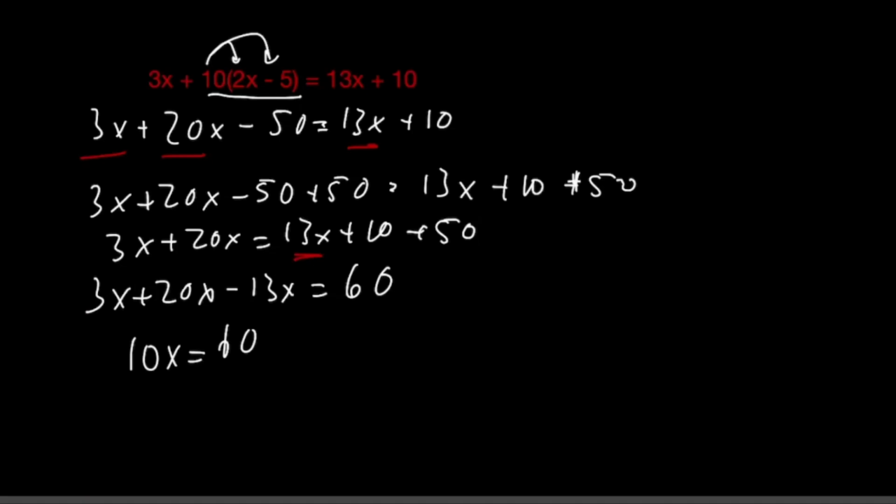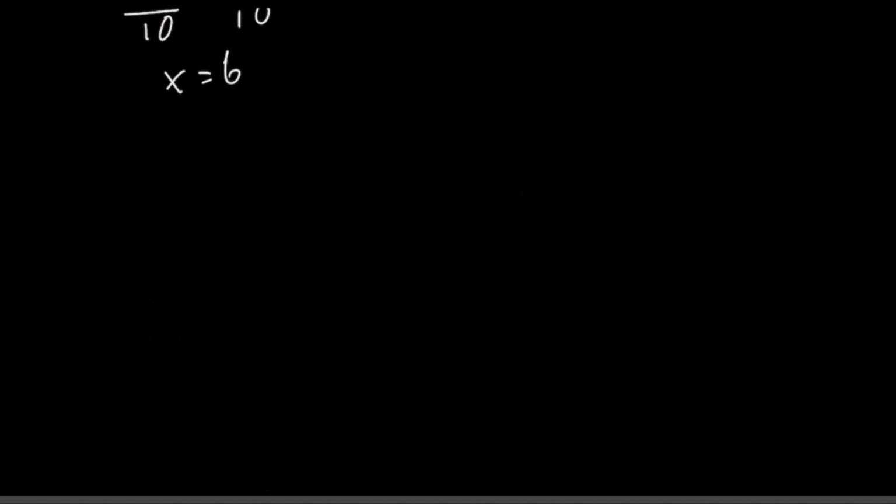So now, since it's 10 multiplied by x, we're going to do the opposite and divide each side by 10. So we're going to do 10x over 10 and then 60 over 10, right? So 10 divided by 10 is 1, so it's just going to be x. And then 60 divided by 10 is 6, right? So we have x equals 6. So that's what we need to know about solving linear equations.